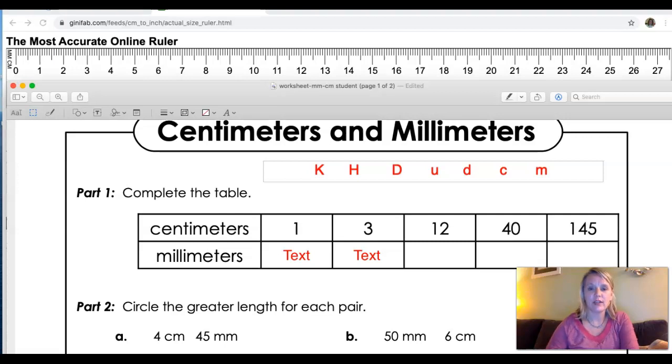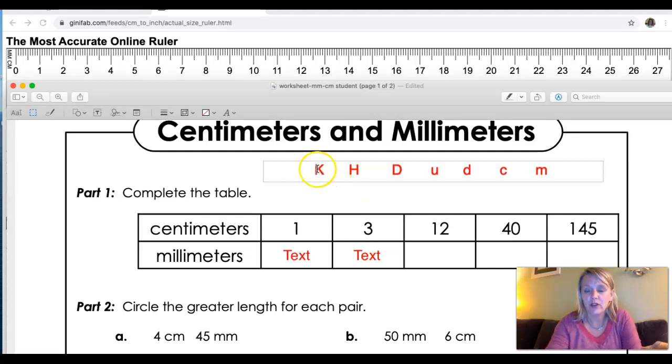Hello, sixth graders. I just wanted to give you a little bit more help on our first metric length activities that we're doing. Remember that we can use mnemonic phrases in order to remember the sequence of things. In science, it works really well because there are so many things that you have to remember in order.